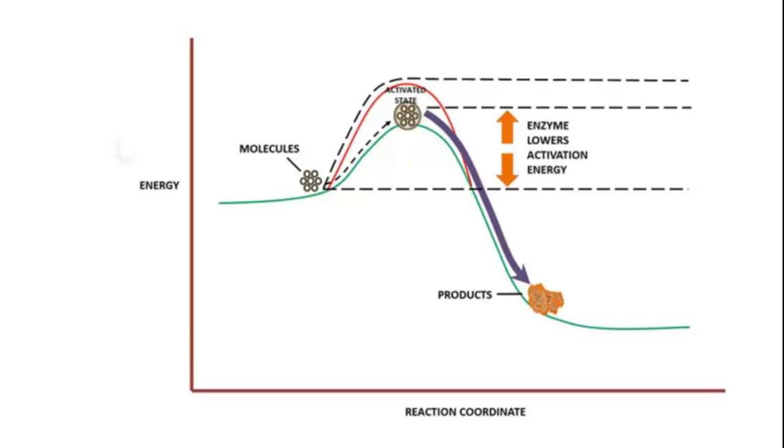Take the energy profile diagram for any biological reaction. In the absence of the enzyme, this is the energy variance of the biological reaction. But in the presence of an enzyme, the enzyme decreases the activation energy of the biological reaction. Hence, the reaction gets faster.